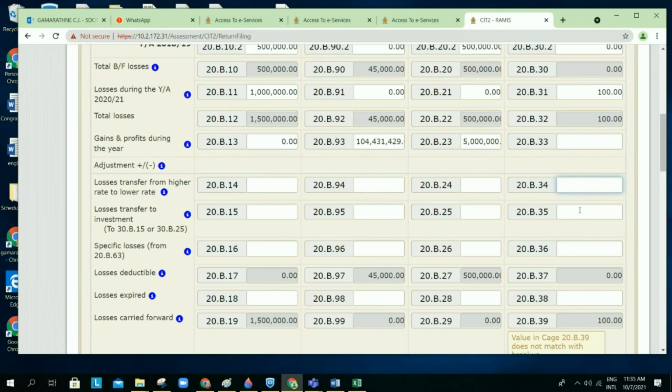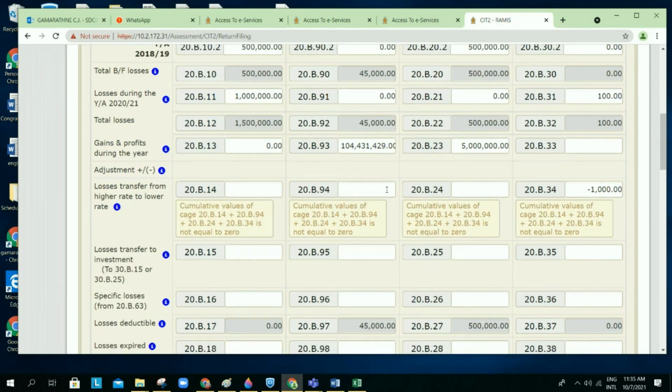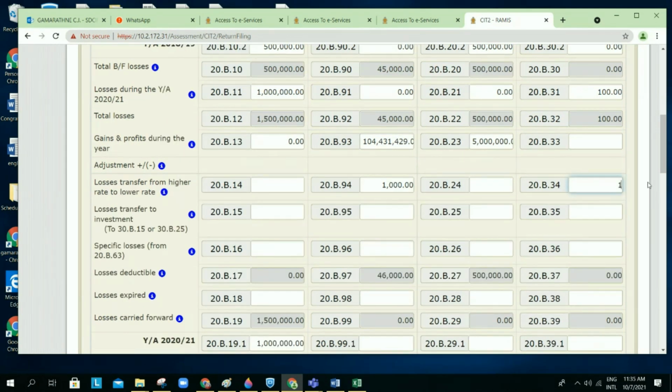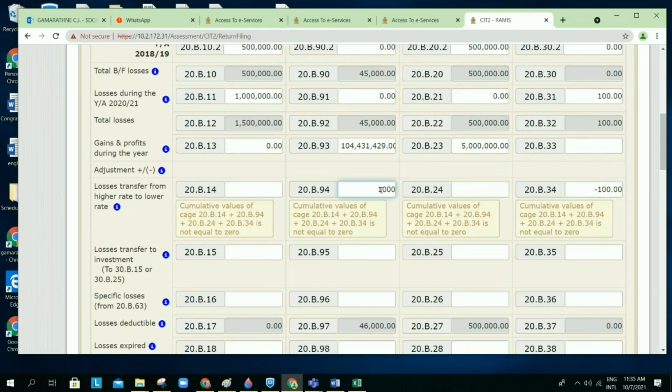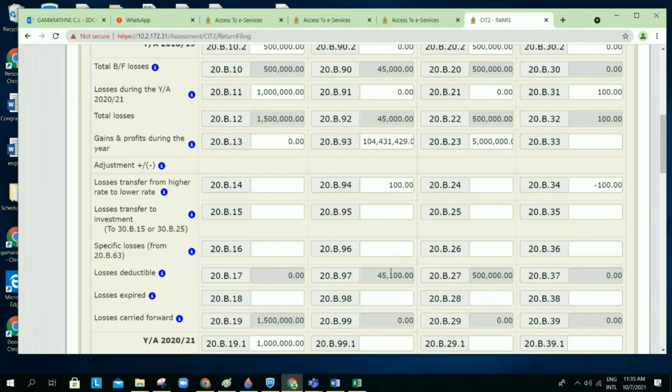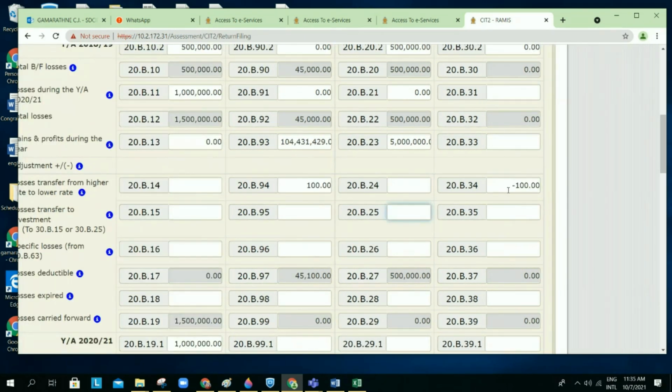So we have to enter a minus value here. If we enter a minus value more than this, then this error message is provided as follows. Then we have to rectify this error, and then we can proceed. I have deleted this amount.